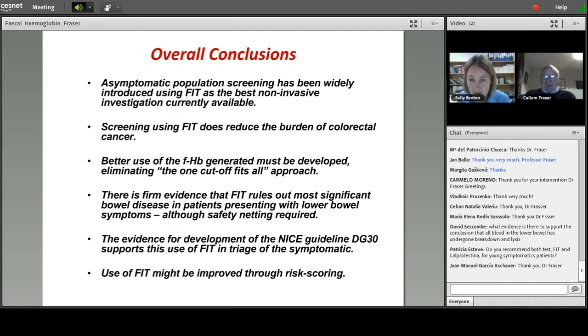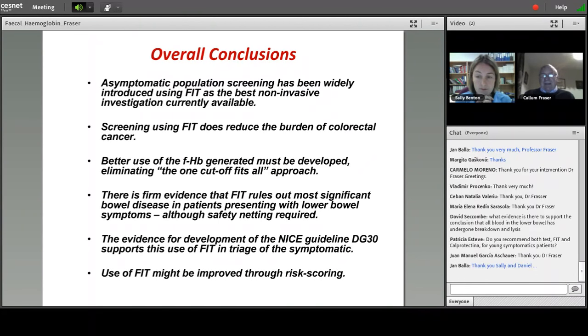Thank you, David. That's a fairly challenging question. The evidence is rather tangential to my knowledge. Blood in the lower bowel has undergone breakdown and lysis because if frank blood is present in the faeces, for example from hemorrhoids, FIT gives a negative result. It's hemoglobin and its degradation products that react with FIT. So whole blood cells, erythrocytes, do not react with FIT. There has to be lysis. So the evidence that there has been lysis comes from the FIT itself.